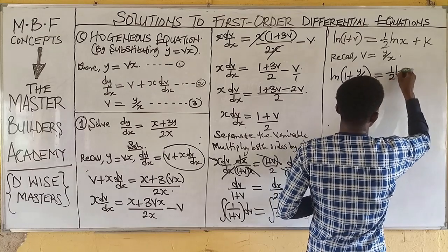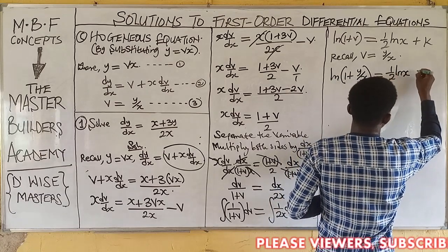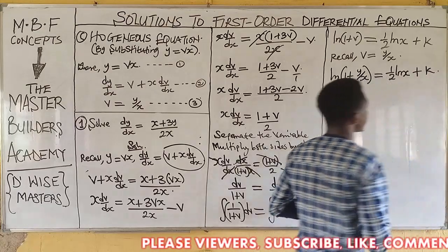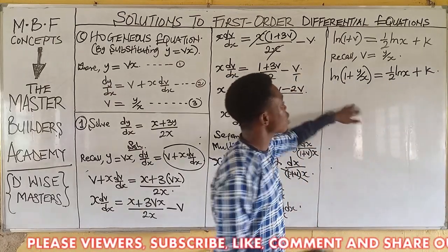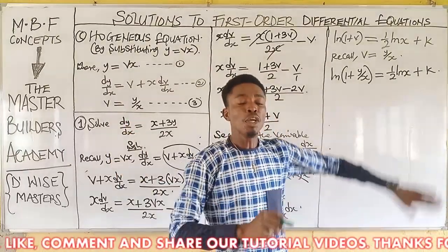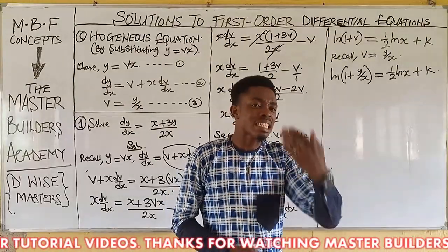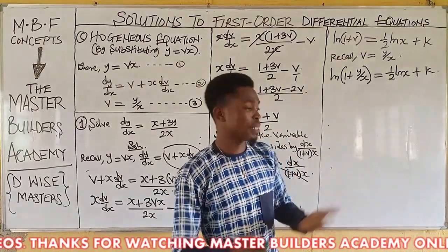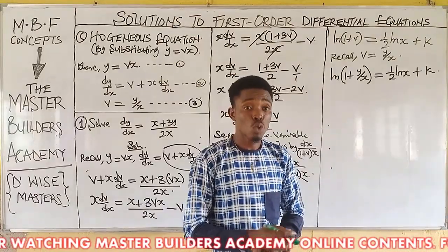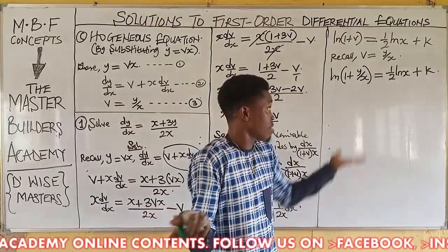1 over 2 ln x plus k. Now, I can decide to simplify this further. You can decide to leave your answer here. Alright? You are done with this. But you can also decide to simplify further. Most especially, maybe you are dealing with objective to get one of the options. But if it is biro and paper, guys, you can stop it.